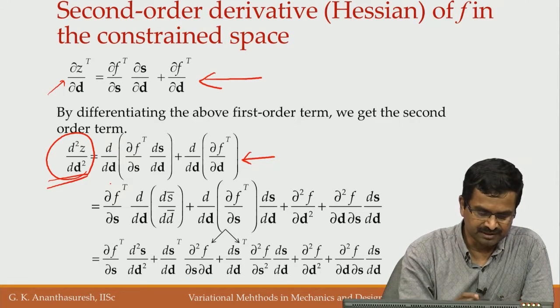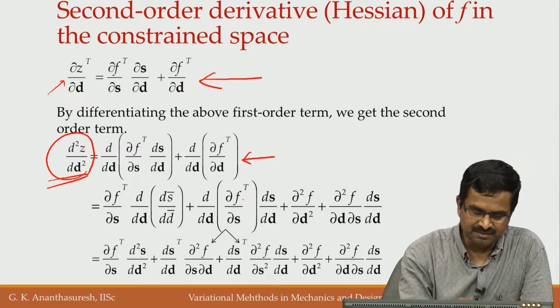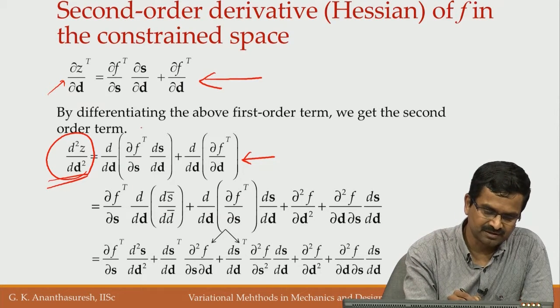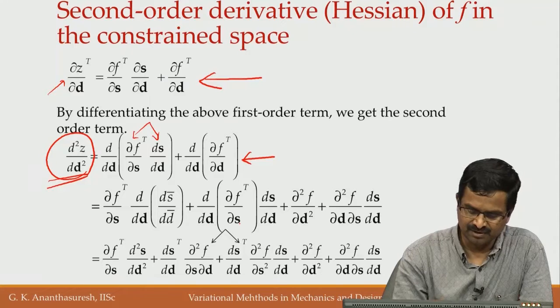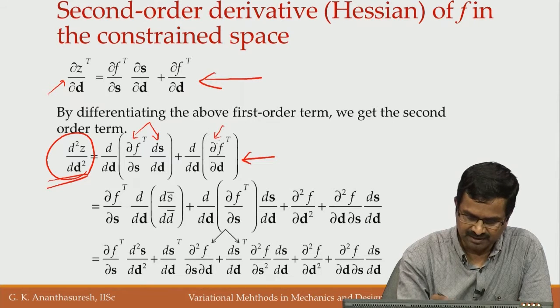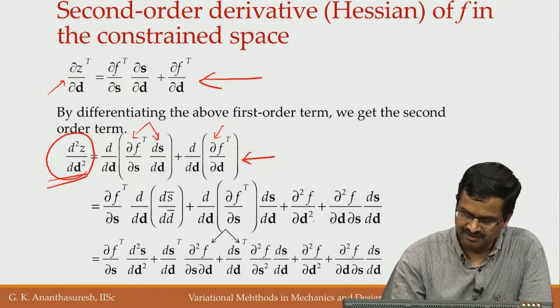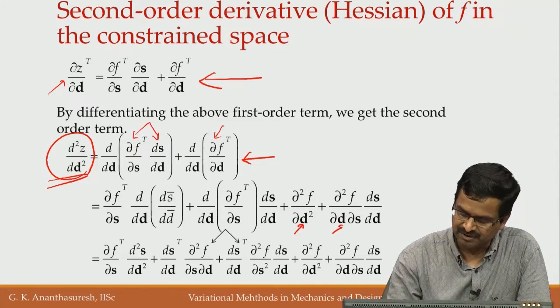So, over here dou f by dou s transpose is there, d by dd of this, and then d by dd of this, basically the product rule. We have a product, that is two terms here, 1 and 2, and we are taking the derivative one at a time to get this, and then the same thing here. So, we have only one term over here, but then this dou f by dou d with respect to d first. So, it becomes the second derivative with respect to x.